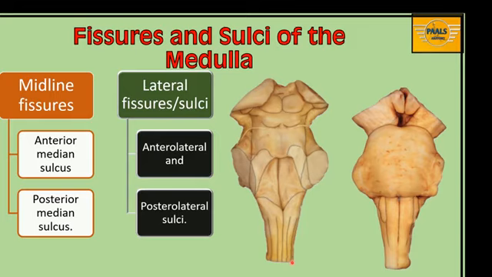The midline fissures anteriorly are called the anteromedian fissure, and then posteriorly they are called the posteromedian fissure. The lateral fissures anteriorly are called the anterolateral fissures, and then posteriorly they are called the posterolateral fissures.